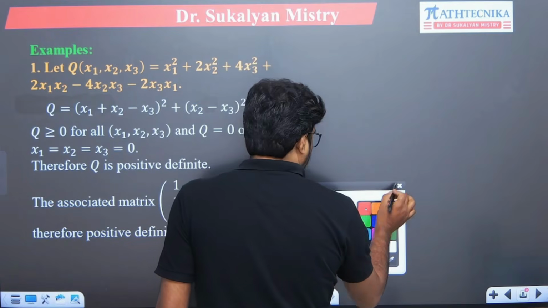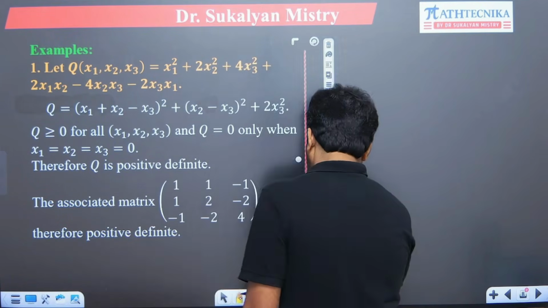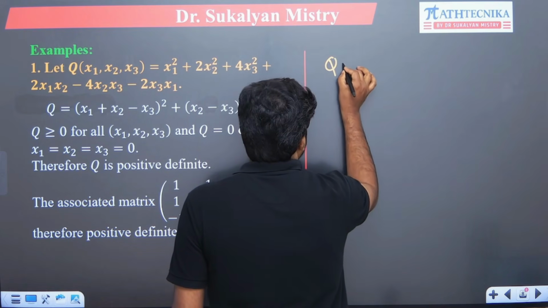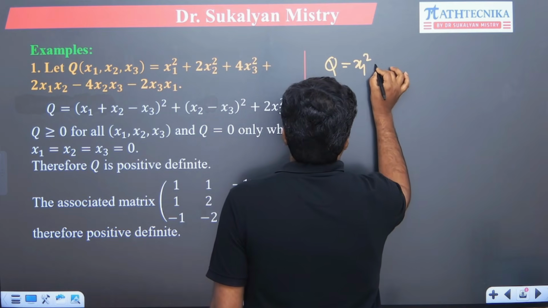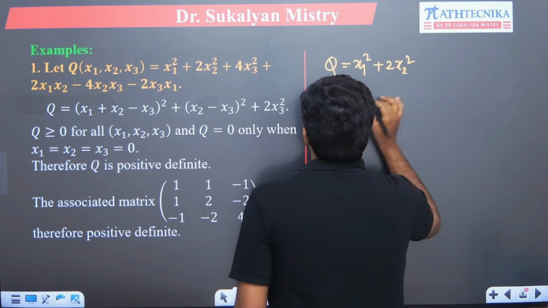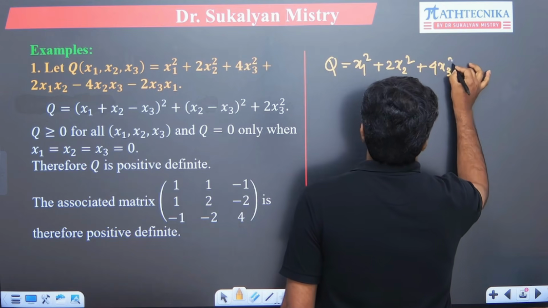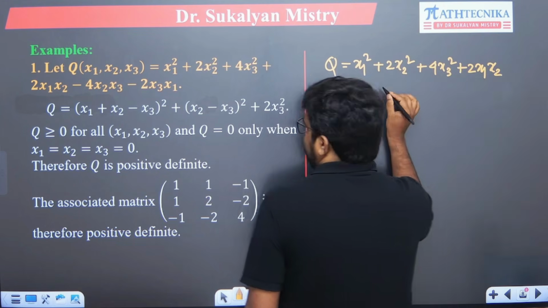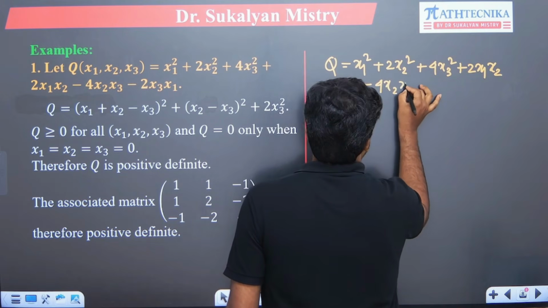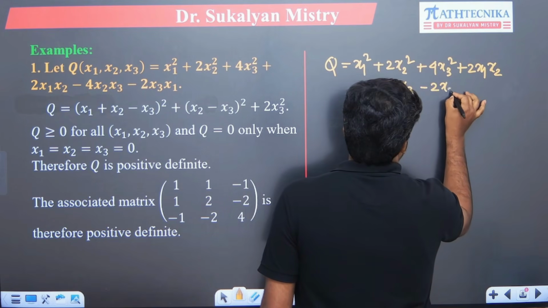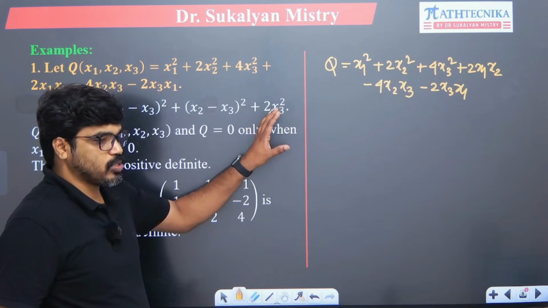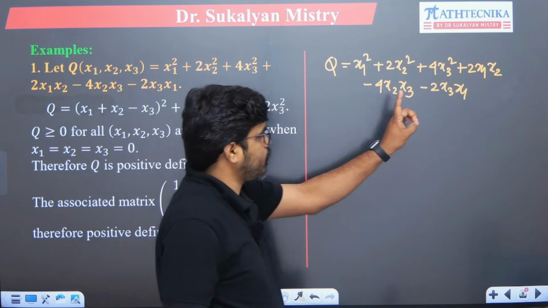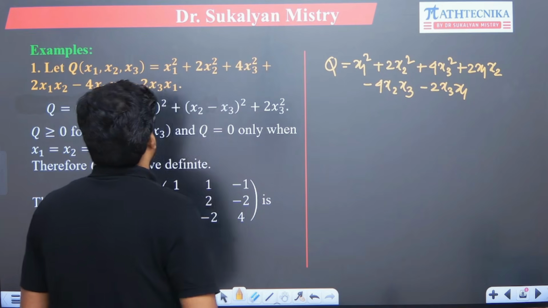Suppose, note this problem. Suppose we consider this quadratic form: x1 square plus 2x2 square plus 4x3 square plus 2x1x2 minus 4x2x3 minus 2x3x1.